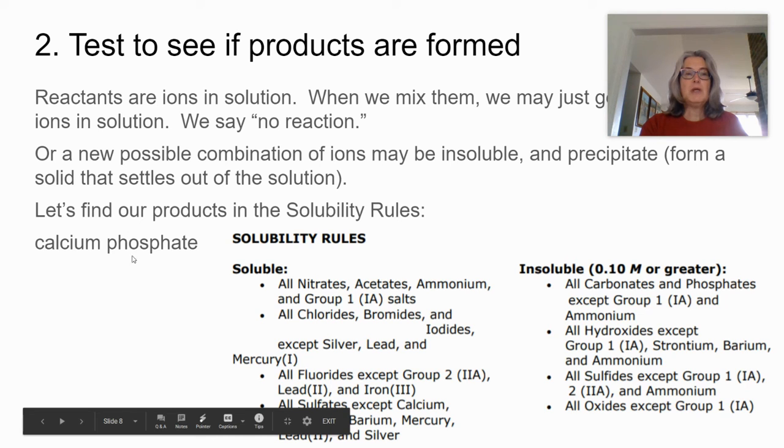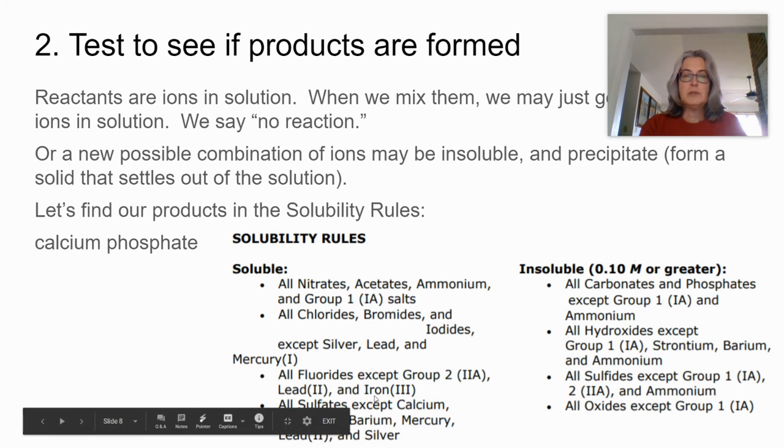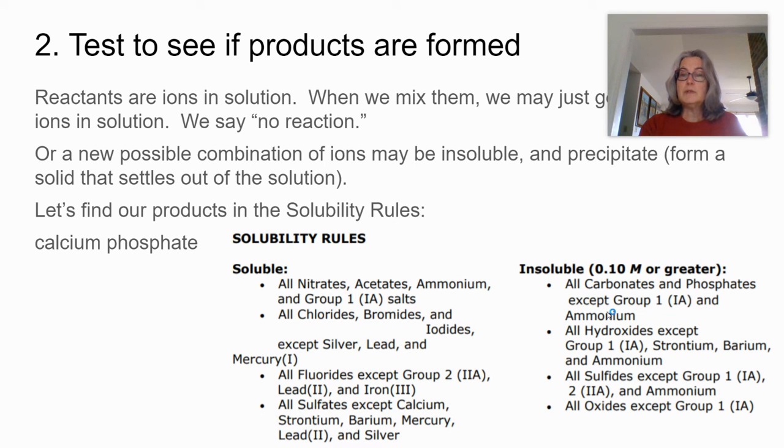So let's start by looking at phosphate. Most of the familiar polyatomic ions can be found in this table. So we'll look at the soluble side: nitrates, acetates, ammonium, chlorides, bromides, iodides, fluorides, sulfates. Okay, no phosphate. Over here, insoluble, all carbonates and phosphates with exceptions. So phosphates are insoluble unless calcium is one of these exceptions. Group 1, no, it's in group 2, and ammonium. So calcium phosphate is going to be insoluble.